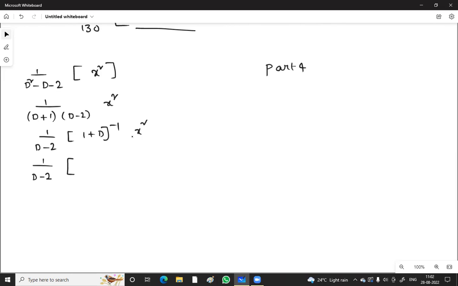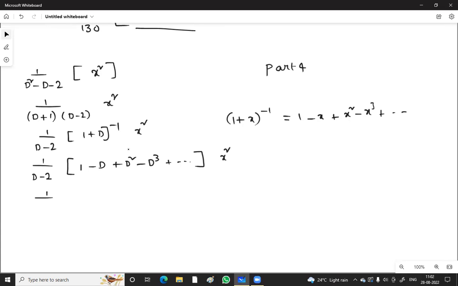Now (1 plus D) inverse, nothing but (1 plus x) whole to the power minus 1. You can write this (1 plus x) whole to the power of minus 1 is equal to 1 minus x plus x square minus x cube plus and so on. So 1 minus D plus D square minus D cube plus and so on. This many terms are not required, because if you operate with these terms on x square, automatically you will get 0.